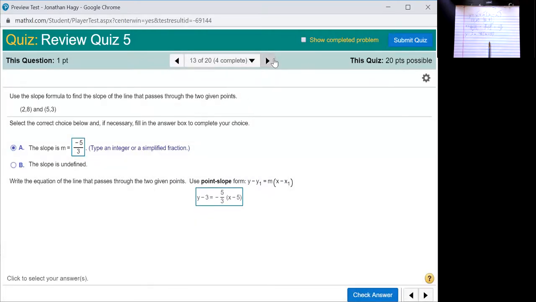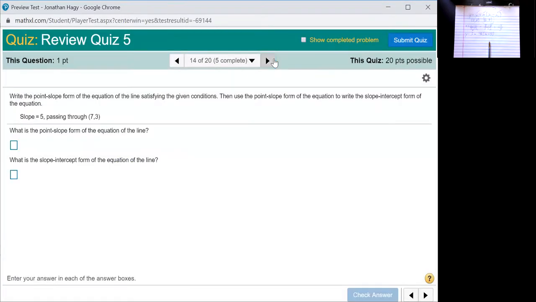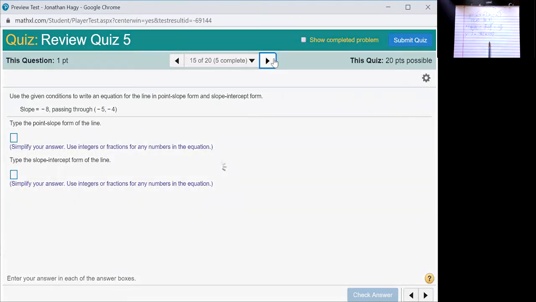What else? This one will be pretty similar, but it's actually easier because they already gave you the slope. Same thing with this one.